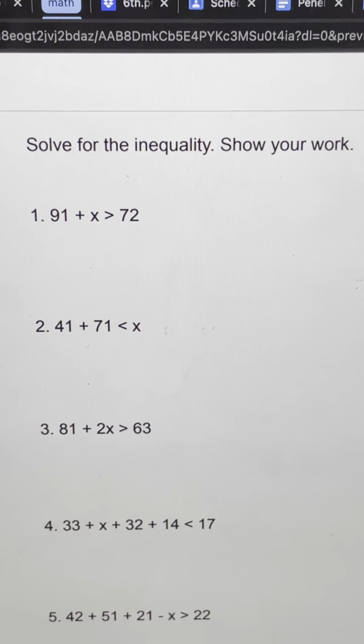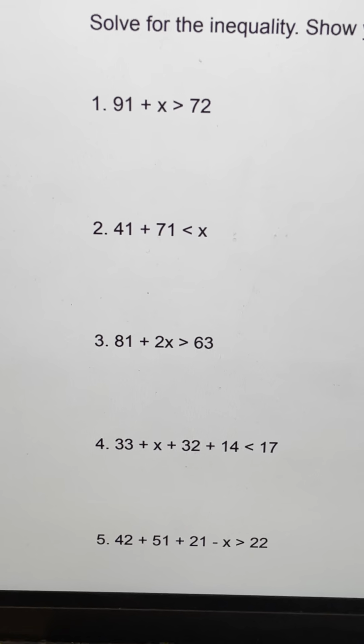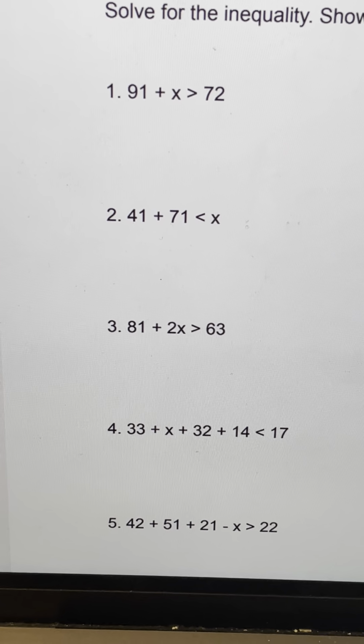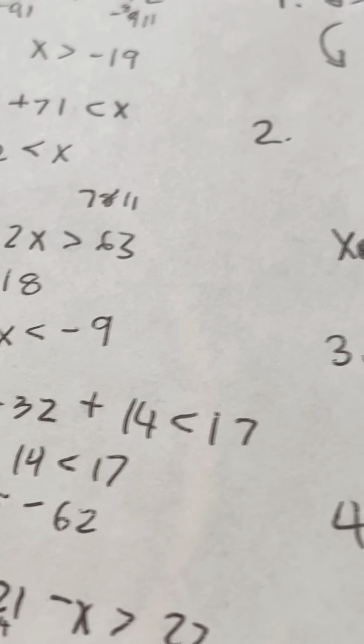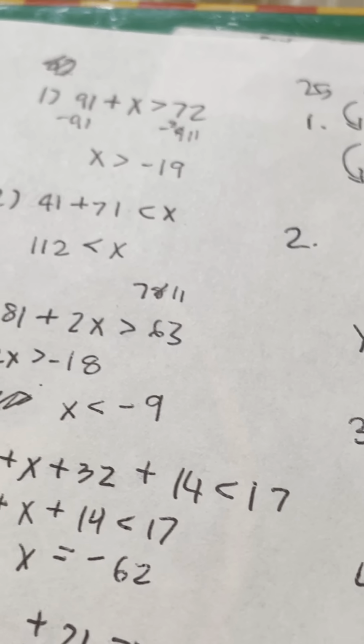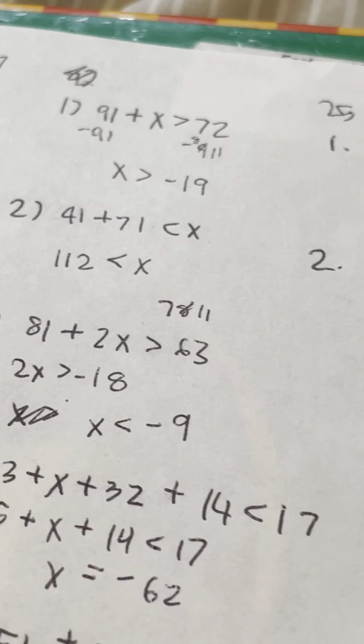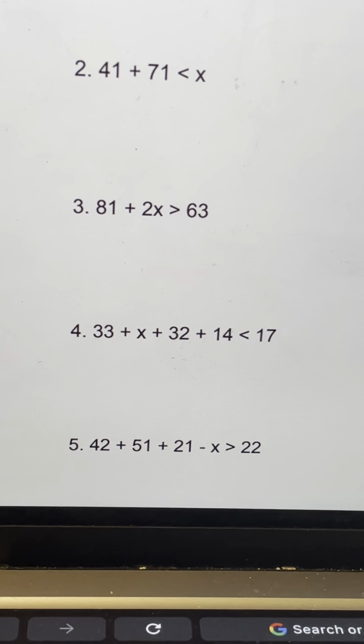Solve for the inequality. Show your work. Number 1, 91 plus x is greater than 72. So with this one, you would have to subtract both by 91, and you would get x is greater than negative 90.